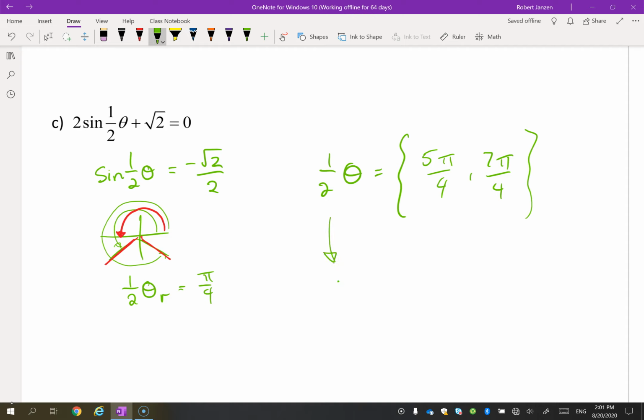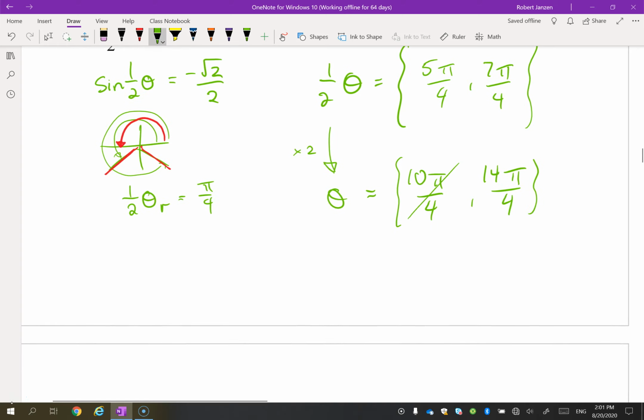How do I get to theta? I'm going to multiply by 2. So if I multiply this by 2, I get 10 pi by 4 and 14 pi by 4. And if you notice, 10 over 4 is more than 2 pi. So actually, we have to reject these answers. And we're going to say there is no solution. There is nothing in the domain from 0 to 2 pi that satisfies that solution.